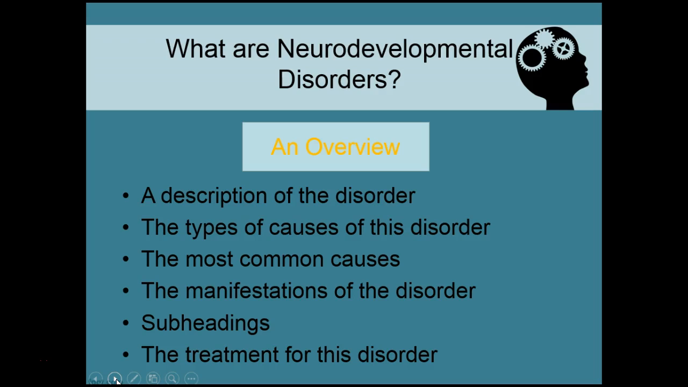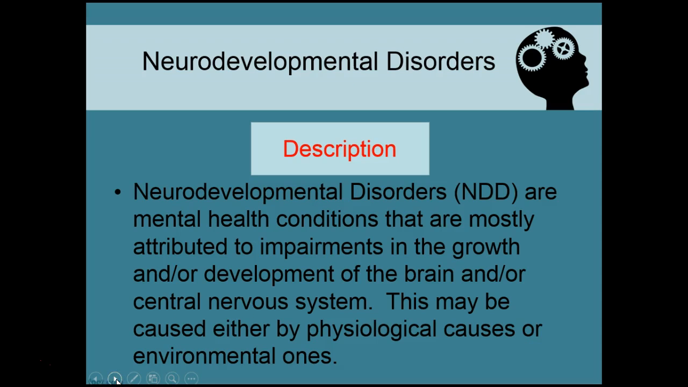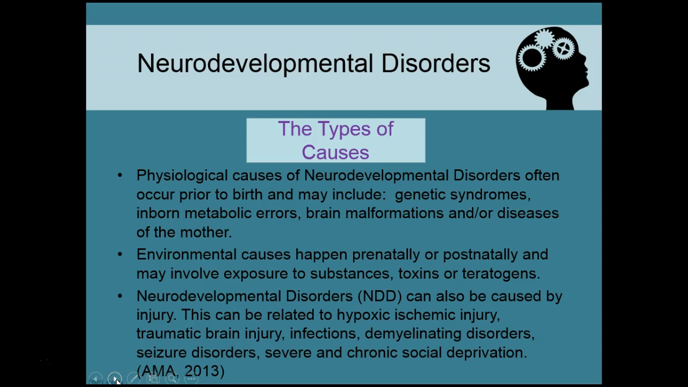We would like to start you with an overview that provides a description of the disorder, the types of causes of this disorder, the most common causes, the manifestations of the disorder, subheadings, and the treatment for this disorder. To begin with the description, neurodevelopmental disorders, or NDDs, are mental health conditions that are mostly attributed to impairments in the growth and/or development of the brain and/or central nervous system. This may be caused either by physiological causes or environmental ones.